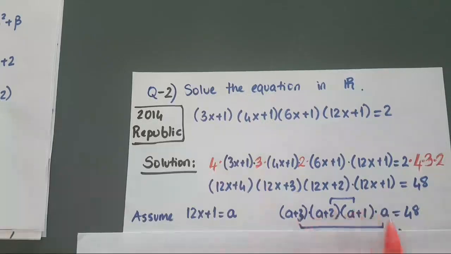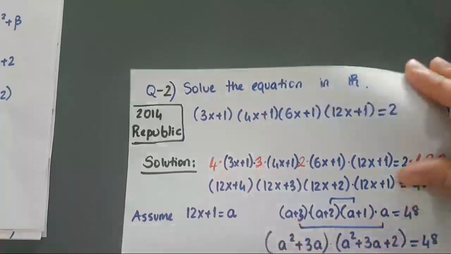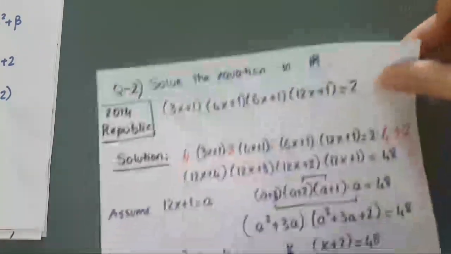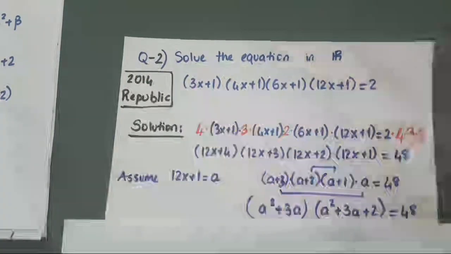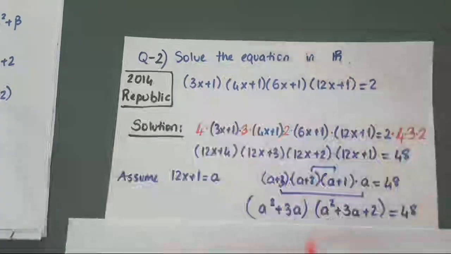Is this a quadratic expression? Not yet, but it's much easier to group and to reduce it to a quadratic equation. So let me group first and fourth, second and third. If I group and multiply them, I will get the equation: a squared plus 3a times a squared plus 3a plus 2 is equal to 48.